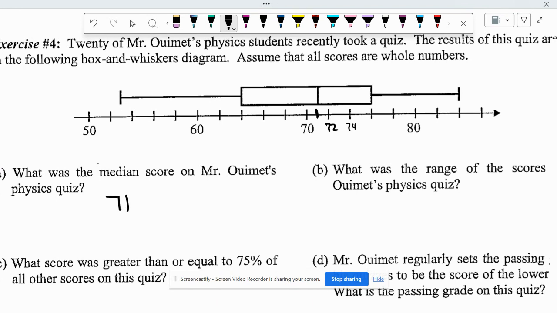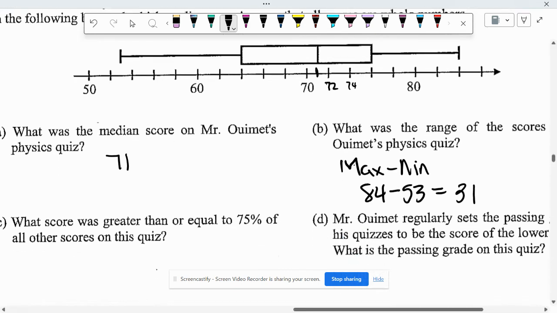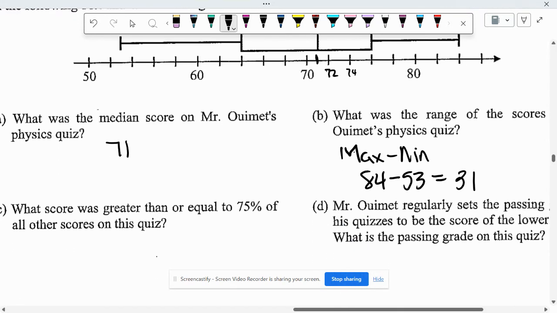What was the range? That's my max minus my min. 84 minus 53 equals what? 31. My range is 31. What score, this is such a great question. What score was greater than or equal to 75% of the test scores?